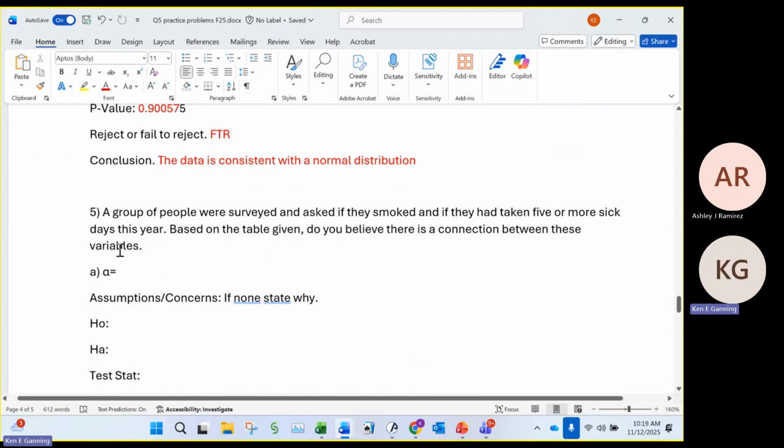Okay. A group of people were surveyed and asked if they smoked and if they had taken 5 or more sick days off during the year. Based on the table given, do you believe there is a connection between these variables? So alpha, we can make it 0.01 if we want to consider a medical problem. And actually, let me just make sure what I got for my alpha.